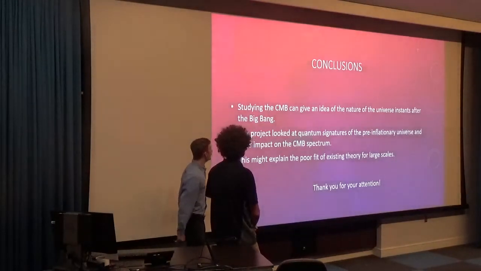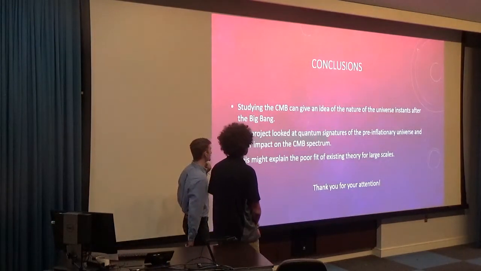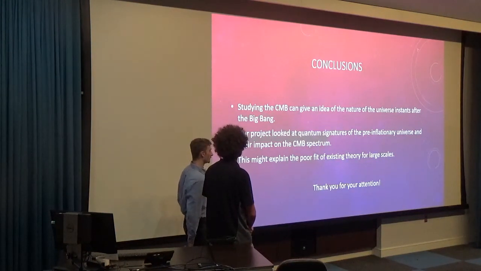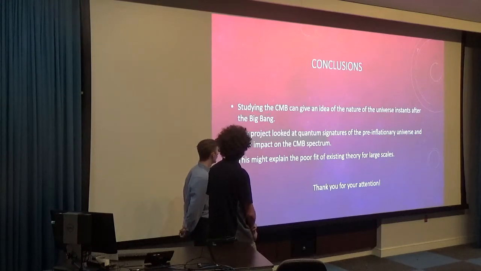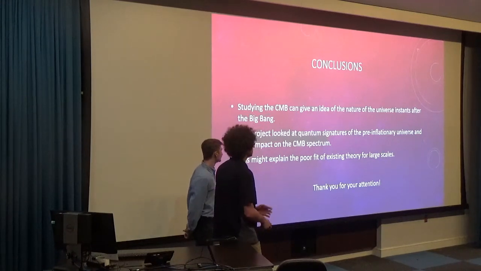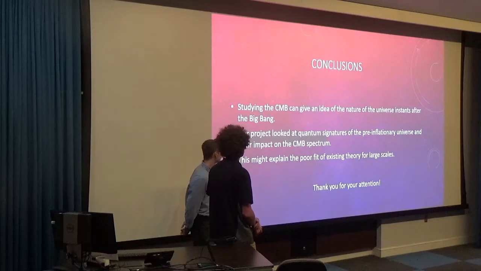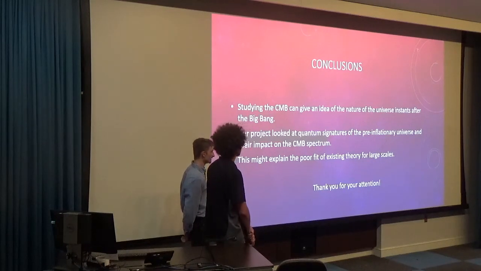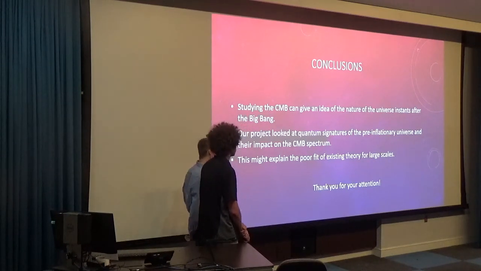So basically our main conclusions are we are studying the cosmic microwave background and we want to get an idea of the beginning of the universe, how the nature of the universe changed after the Big Bang. And our project specifically looked at quantum signatures of the pre-inflationary universe and the impact that can have on the cosmic microwave background spectrum. And like I said, this might explain the poor fit of the existing theory that we have due to the large scales.